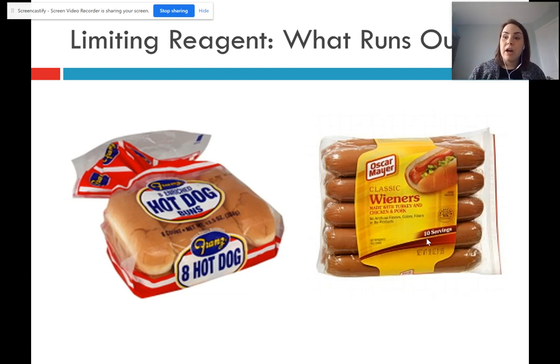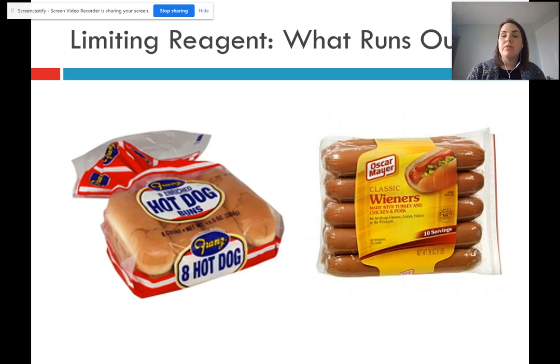So we know to make a hot dog, you need the meat and you need the bun. But in this case, we have more meat than we have buns. So what I'm going to run out of first while I'm making hot dogs, I'm going to run out of buns before I run out of the meat. Okay? I'm going to have 2 extra wieners left behind because I don't have 10 buns.